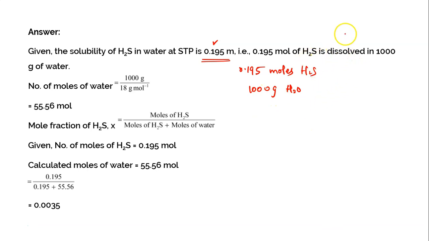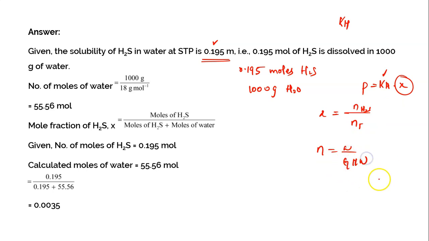So now since we have to calculate KH, which is Henry's law constant, as per the formula, which is P is equal to KH into X, we need to know mole fraction. If you want to calculate KH, you need to know pressure and mole fraction. Pressure is already given in the question, so you need to calculate mole fraction. But we know that mole fraction is nothing but number of moles of one component, for this case it is H2S, divided by total number of moles. So it is corresponding to number of moles. And number of moles in turn is weight by gram molecular weight. So if you want to calculate KH, you need to know X. And if you want to calculate X, you need to know number of moles.